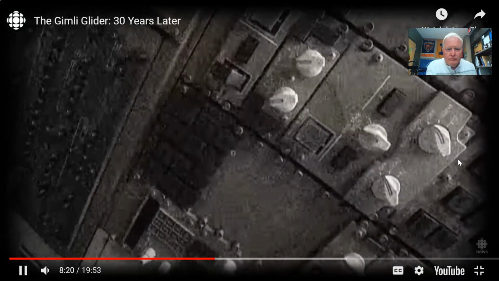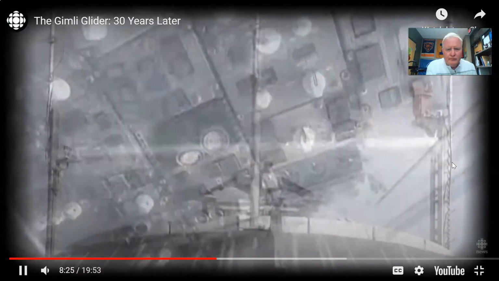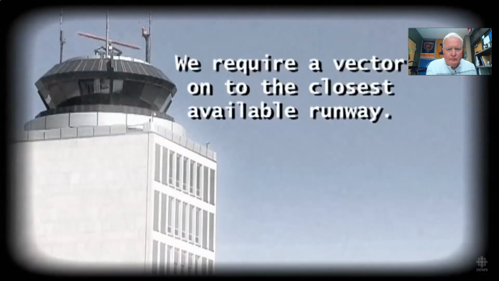And what's happening here? With only basic hydraulics left to control the aircraft, Pearson contacted Winnipeg Control again. This is a Mayday, and we require a vector onto the closest available runway. I just said, this is a Mayday situation. We have no engine power. Just so they were clear, so they would alert them to the fact that, in my mind, they may not have understood the severity at that point of the problem.